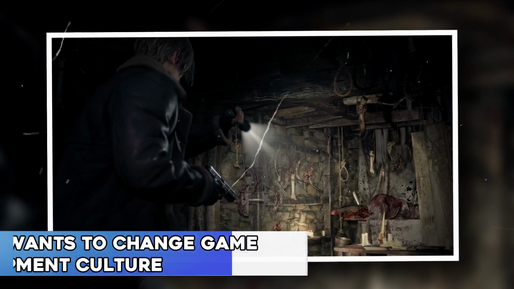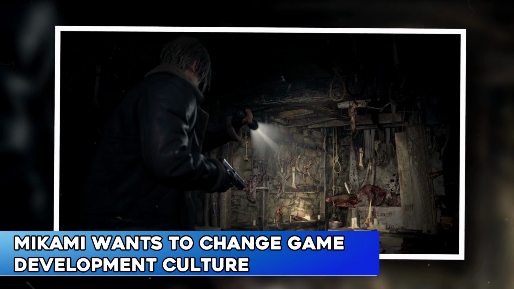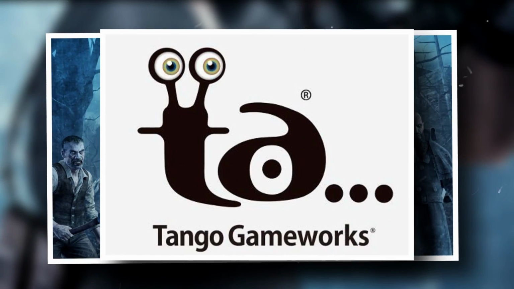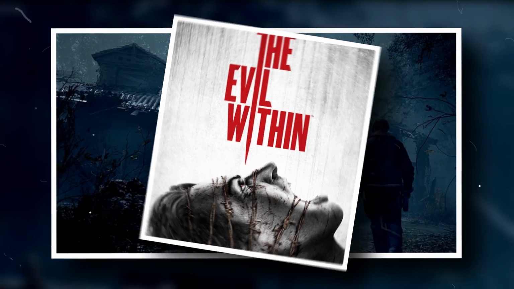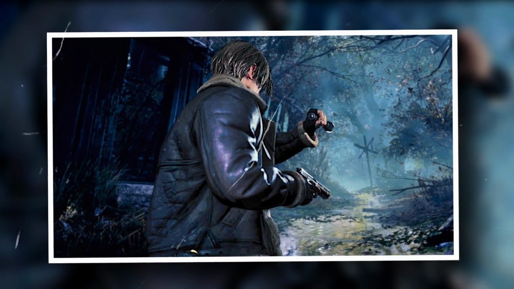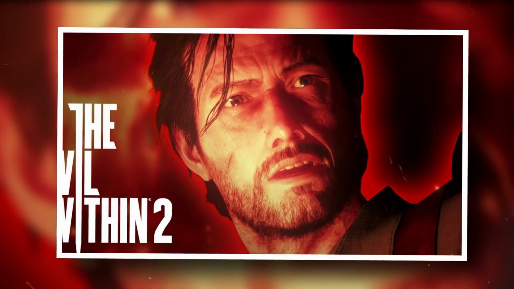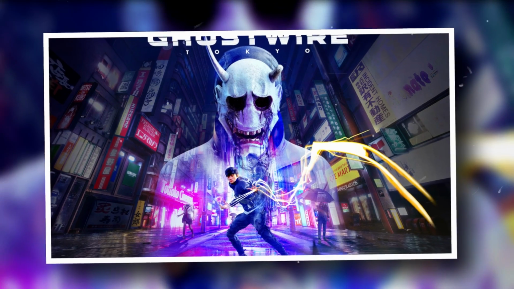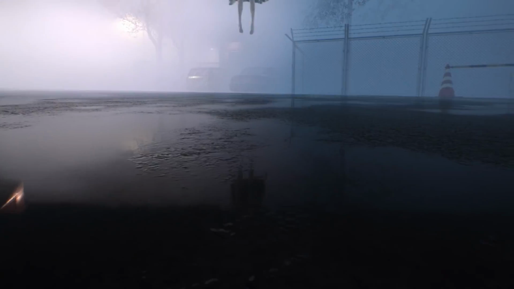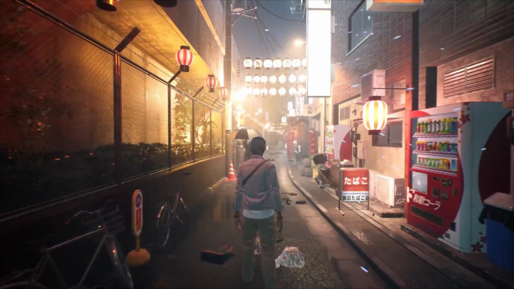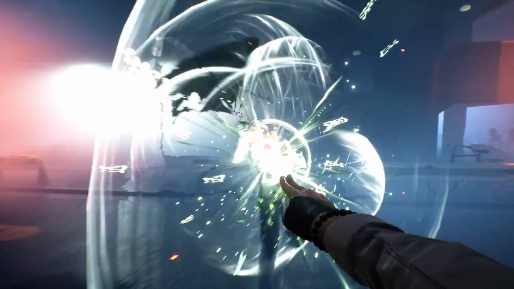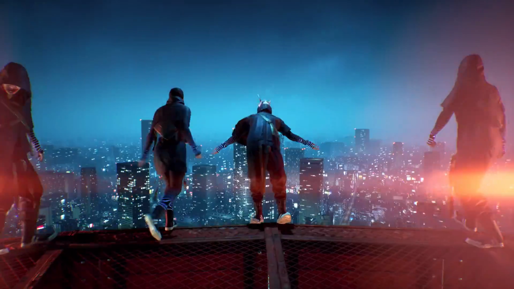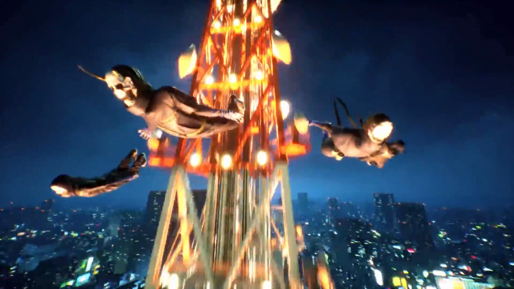Now onto, Mikami wants to change game development culture. Mikami formed Tango Gameworks in 2010 and directed The Evil Within there. Mikami has now embarked on a more managerial position, serving as executive producer on both The Evil Within 2 and Ghostwire Tokyo. In his interview, he also discussed his two goals: to design sustainably built games that improve game development culture, and to develop another game of his own. Mikami said that he hasn't truly accomplished this yet.